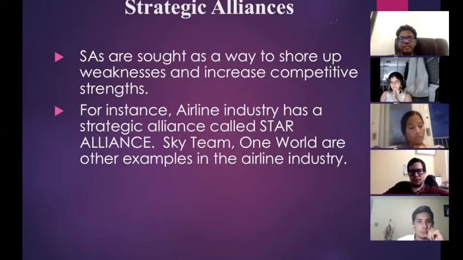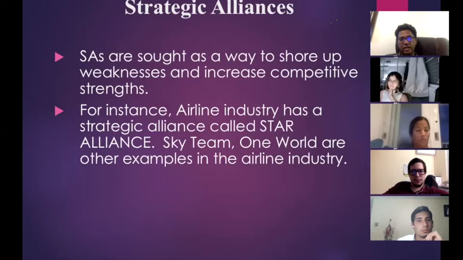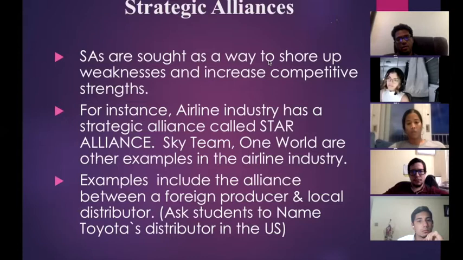Strategic alliances are sought as a way to shore up weaknesses and increase competitive strength. For instance, the airline industry has strategic alliances. Star Alliance is an example of a strategic alliance of different airlines. Sky Team is another strategic alliance of different airlines. These are multilateral alliances. And One World is another example in the airline industry. Examples include an alliance between a foreign producer and a local distributor.